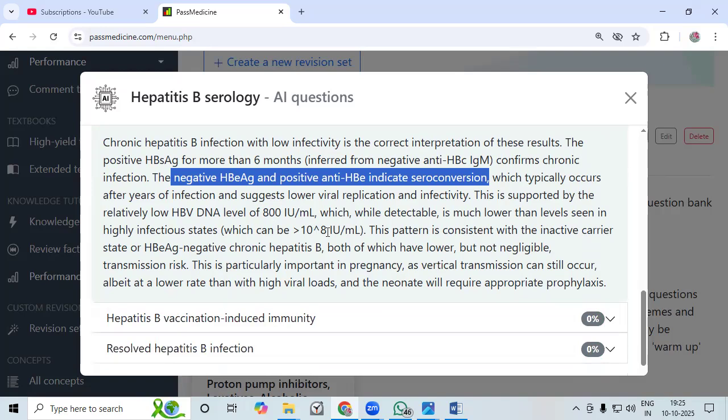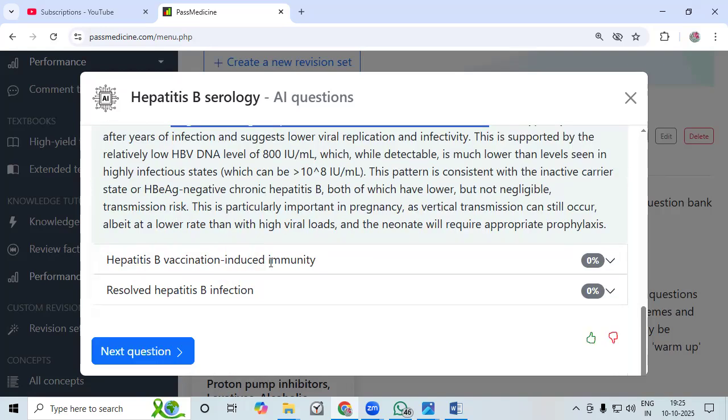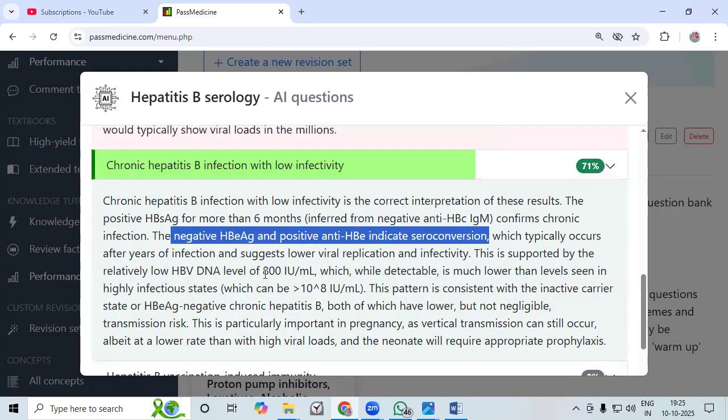Levels are raised to 8 in very infectious states. So this pattern is consistent with inactive carriers or HBe antigen negative chronic hepatitis B. Very difficult concept, but you can simplify it. Once you understand this concept, everything becomes easy in the exam. You'll pick it up like anything.